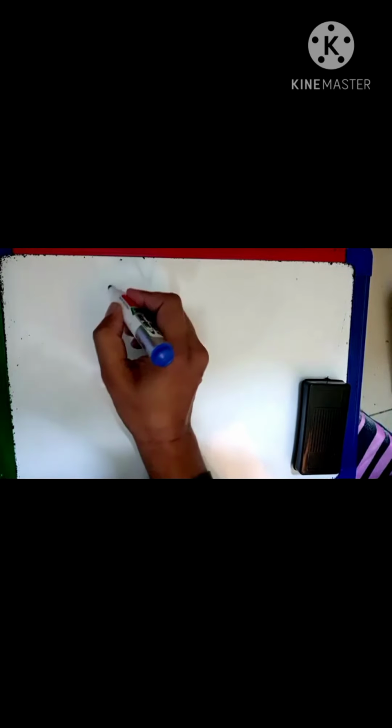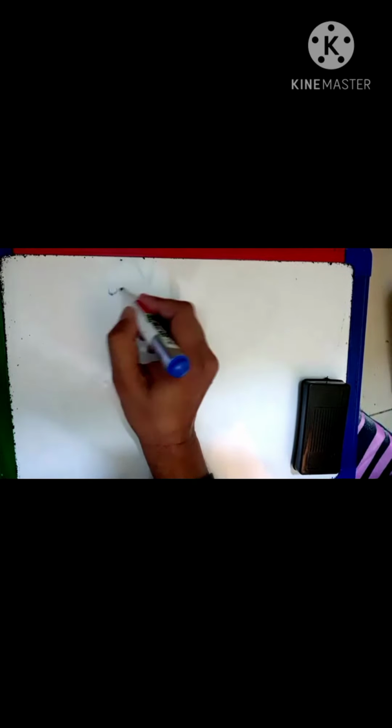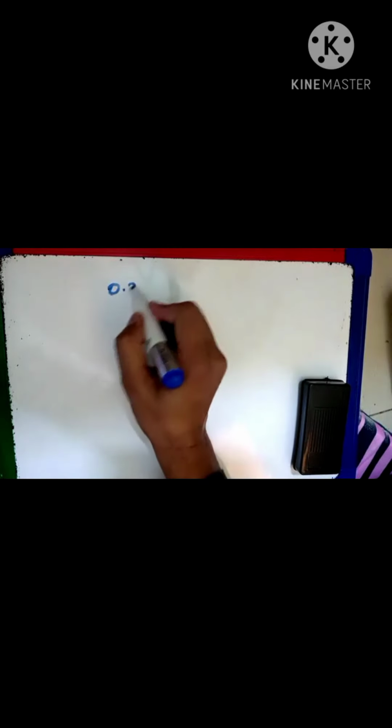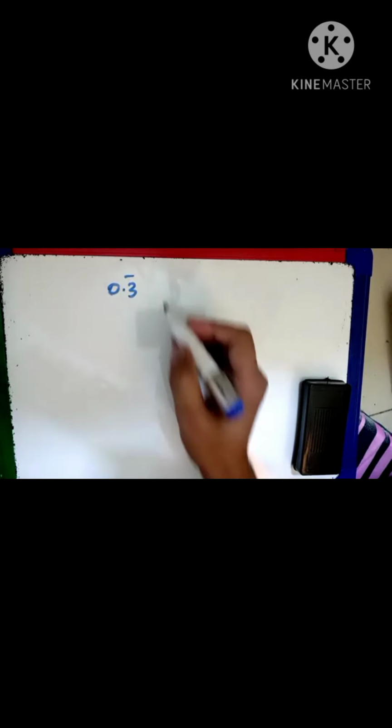One more I will give you. 0 point, this is another recurring number, 0.3 recurring. If they give you this question, now calculate this one. I give you this question. Just try.